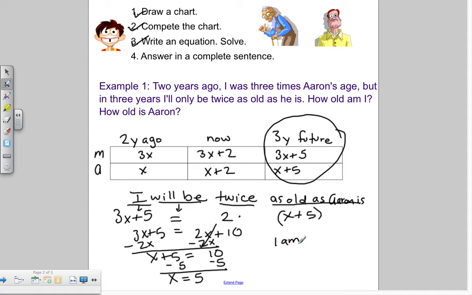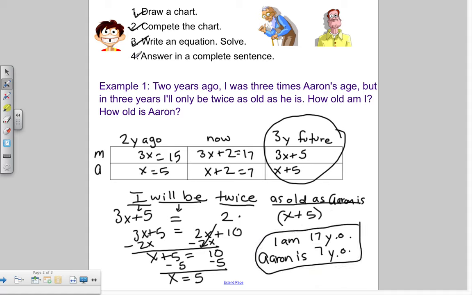I am, Aaron is. Well, I don't know the answer yet. I've got x equals 5. So where's x? X is right here. X is 5. And actually, that doesn't answer my question because that's how old Aaron was 2 years ago. So how old is Aaron now? He's 5 plus 2. He's 7. How old was I? Back here, I was 15. Now I am 17. Ooh, nice. So I am 17 years old. Aaron is 7 years old. Now I can circle my answer and I'm done. I've done all 4 steps.